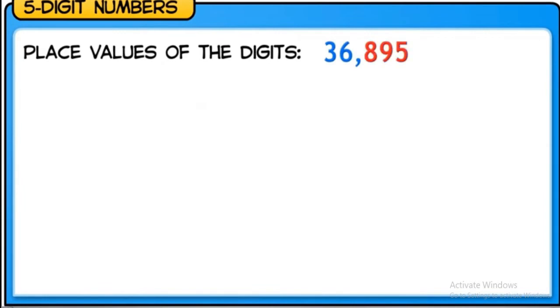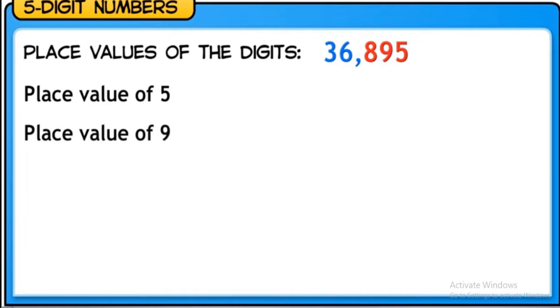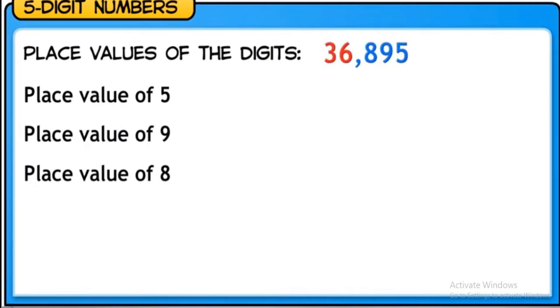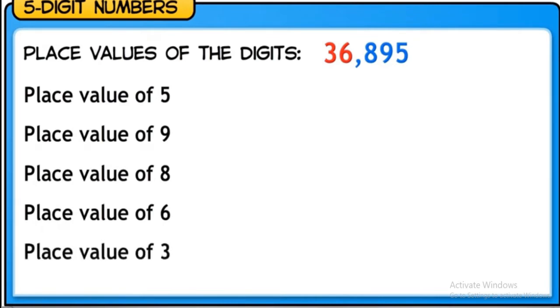Now let us look at the place values of the different digits in this 5-digit number. Let us start with the ones period. The place value of 5 in the ones place is 5. The place value of 9 in the tens place is 90. And the place value of 8 in the hundreds place is 800. Coming to the thousands period, the place value of 6 in the thousands place is 6,000. And the place value of 3 in the 10,000s place is 30,000.